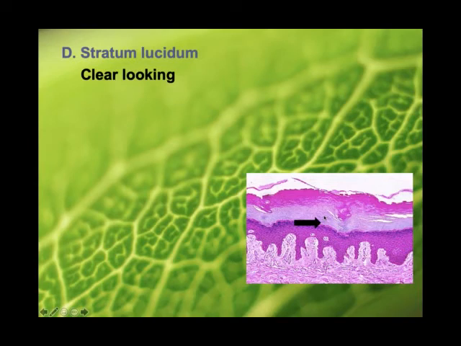And the reason that only thick skin has this is that thick skin is found on the palms of your hands and the soles of your feet, and that's the skin that gets worn away most frequently. So we have to have a few extra layers there. If you happen to see a stratum lucidum layer, that means that microscope slide was from a sample of skin from the palmar side of the hand or the bottom of the foot.